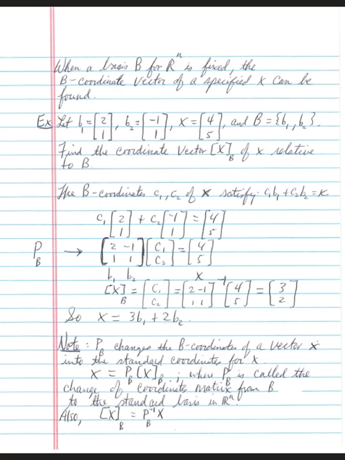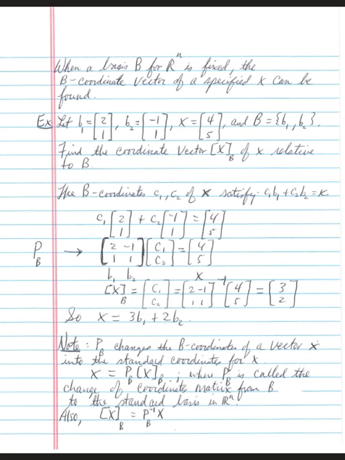When a basis B for Rn is fixed, the B-coordinate vector of a specified x can be found. Example, let's look at b1, b2, x. B is the set of the first two vectors. Find the coordinate vector x sub B of x relative to B. Well, this x sub B is going to be your scalars, c1 and c2, so that x is satisfied as c1b1 plus c2b2, and we're going to put that equal to vector x.